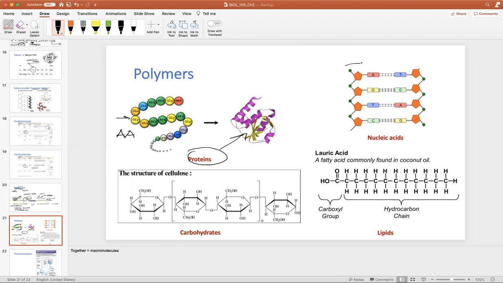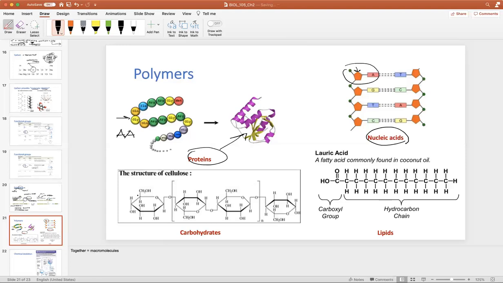We also have these right here. This is a carbon-based molecule. This monomer here happens to be a nucleotide base that's going to be part of a polymer called a nucleic acid.